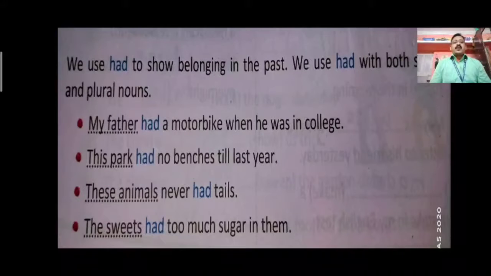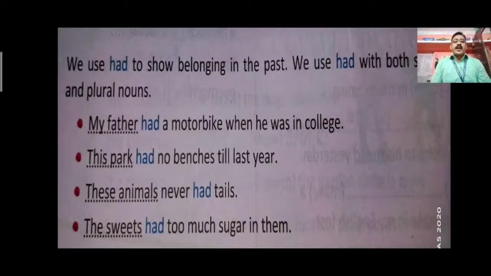Next, the third one, had. We use had to show belonging in the past. We use had in both the case of singular or plural, meaning if the subject is singular or plural, it doesn't matter. Had is used in both the cases. Had is used when the sentence is in past form. We are talking about the verb which is in past form.